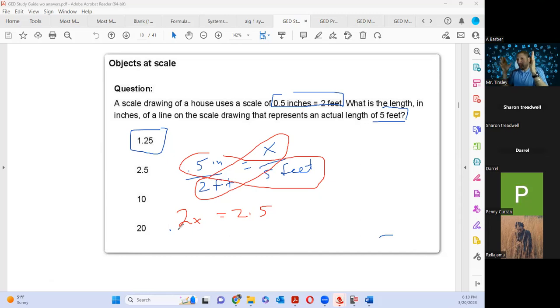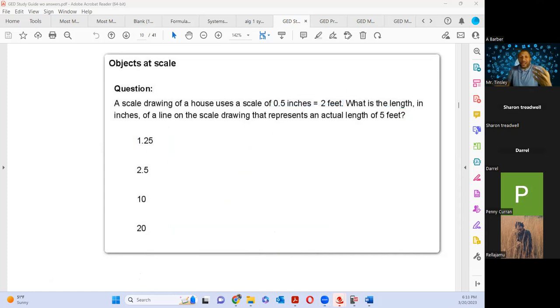What does 2x mean? What operation is happening? 2 times. That's multiplication. So you got to reverse it to division. You got to do the opposite. So you got to do division. Okay. So x is equal to 1.25. So that's the second way we did it. The first way we did it by unit rate. The second way we did it by cross multiplication.